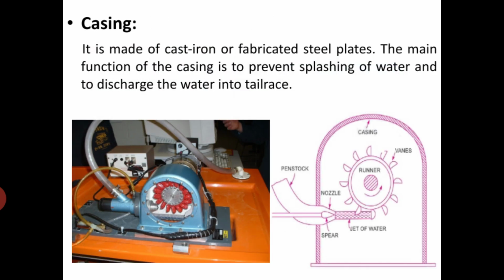Next is the casing, and it is made of cast iron or fabricated steel plates. The main function of the casing is to prevent the splashing of water and to discharge the water into the tail race. And it is important to mention here that the casing has no hydraulic function, it is just a safeguard for the turbine.